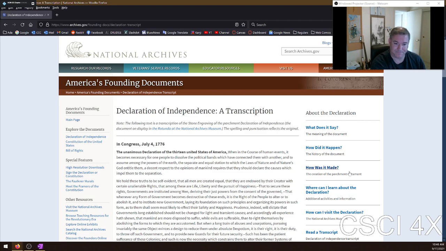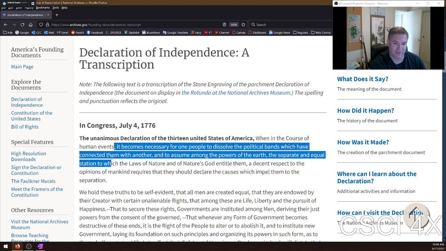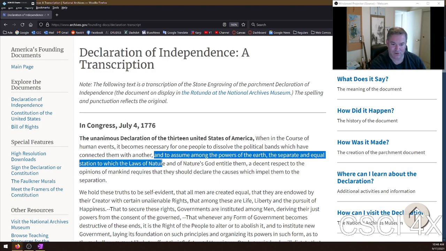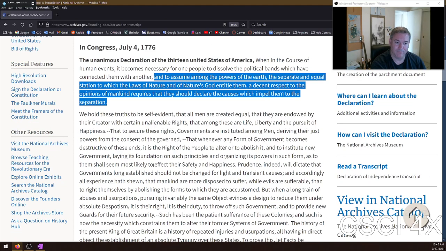So let me read it to you. When in the course of human events, it becomes necessary for one people to dissolve the political bands which have connected them with another, and to assume among the powers of the earth the separate and equal station to which the laws of nature and nature's God entitle them, a decent respect to the opinions of mankind requires that they should declare the causes which impel them to the separation. So this document is saying why they are separating from England, from Great Britain. Okay? Here we go.